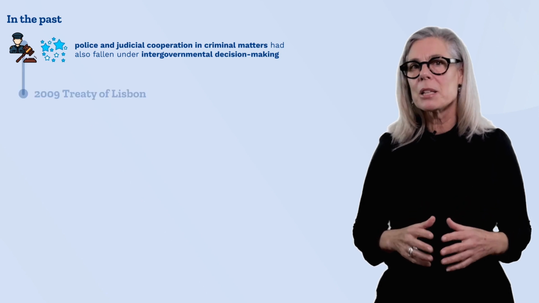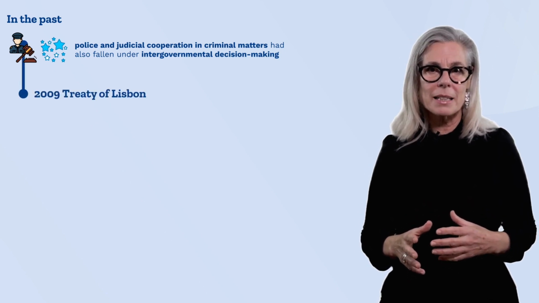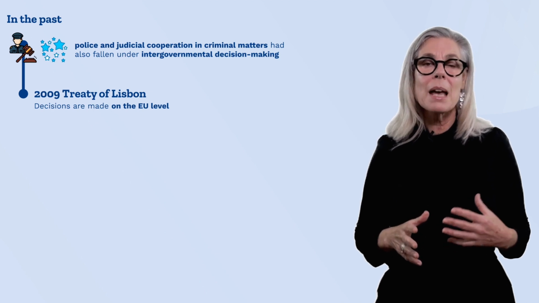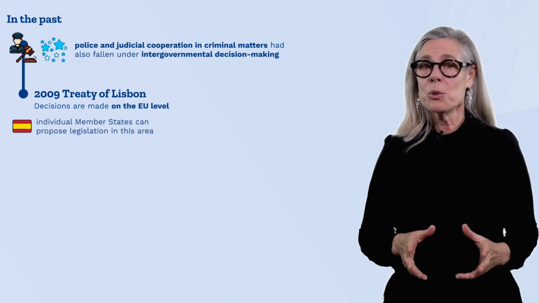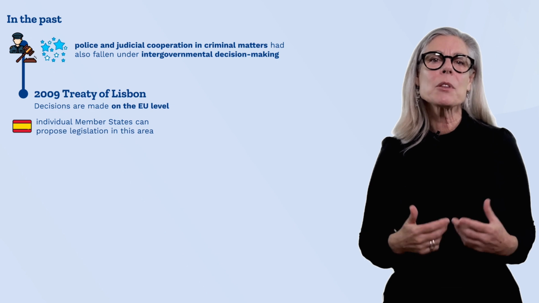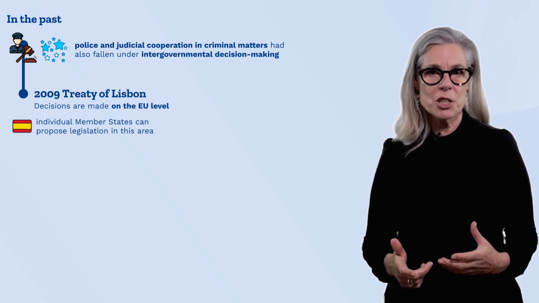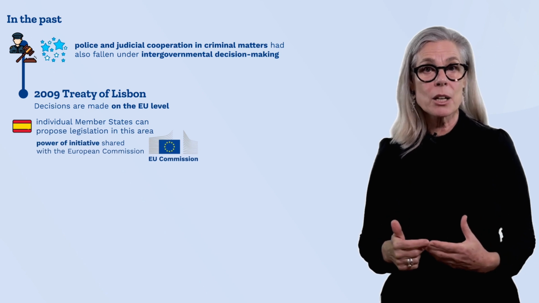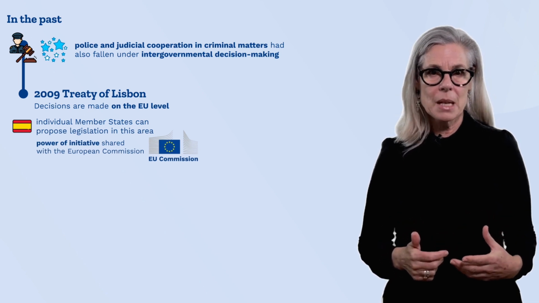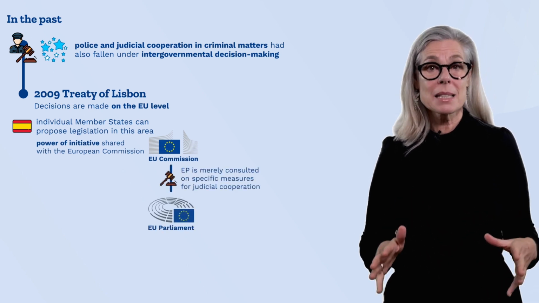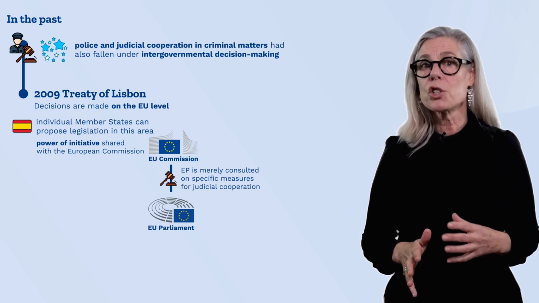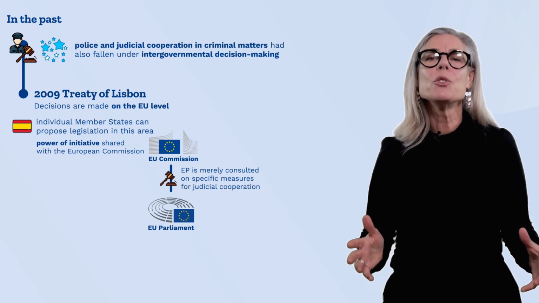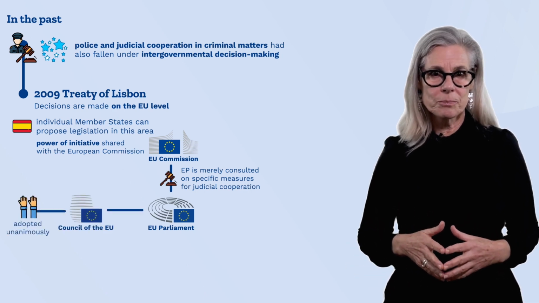In the past, police and judicial cooperation in criminal matters had also fallen under the intergovernmental decision-making, but the Treaty of Lisbon changed that in 2009. Decisions since then are made on the EU level. However, individual member states still have the power to propose legislation in this area, a power of initiative shared here with the European Commission. The Parliament is merely consulted on specific measures for judicial cooperation in criminal matters, which are then adopted unanimously by the Council.